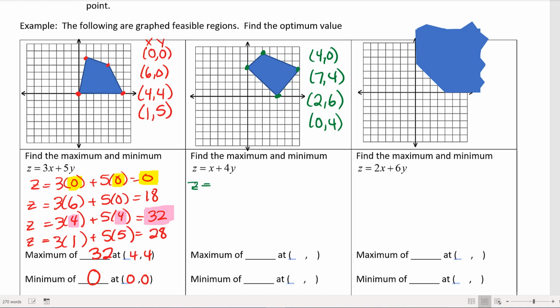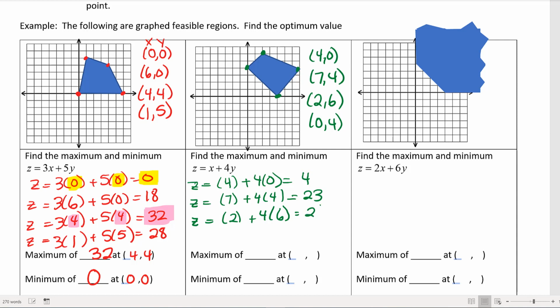So I have z equals x, which I'm going to substitute 4 in, plus 4 times 0, and that's just 4. The next one, z equals x, which is 7, plus 4 times y, which is 4. So that's 16 plus 7, which is 23. The next one I have z equals x, which is 2, plus 4 times 6, which is the y. So 4 times 6 is 24, and 24 plus 2 is 26. And my last point, I have x, which is 0, plus 4 times 4, which is my y. 4 times 4 is 16, and 16 plus 0 is 16.